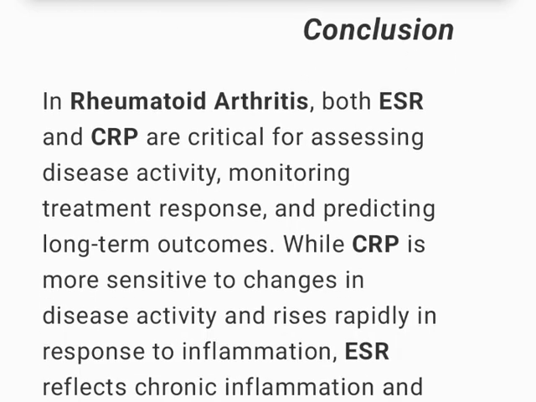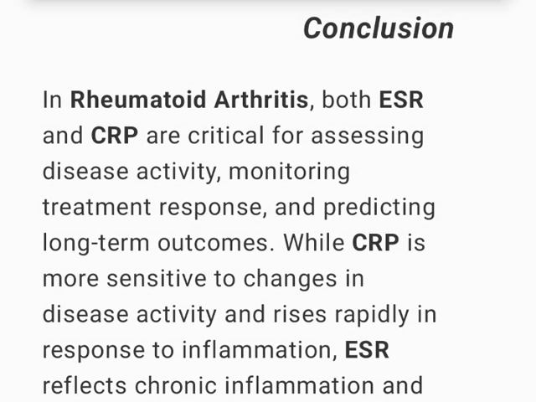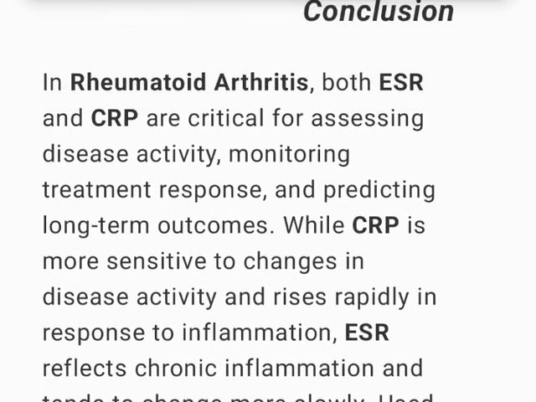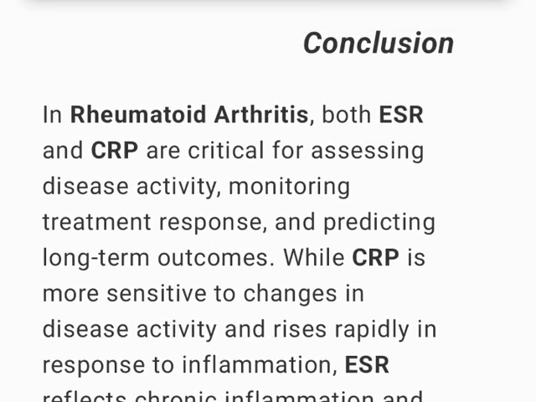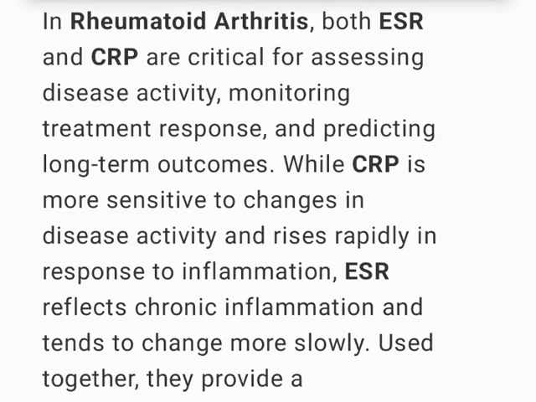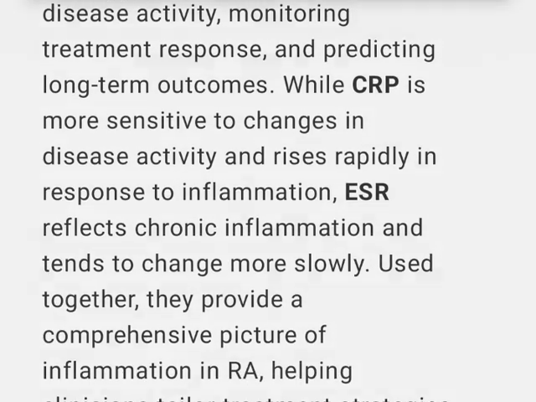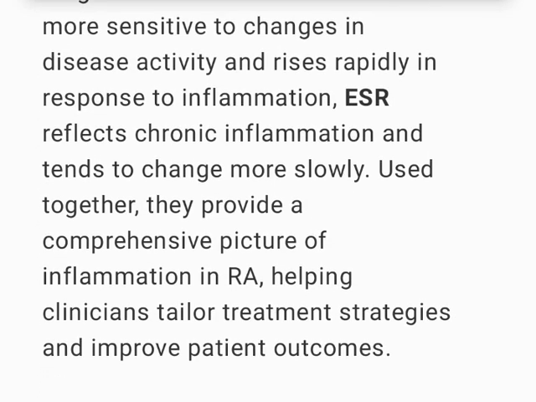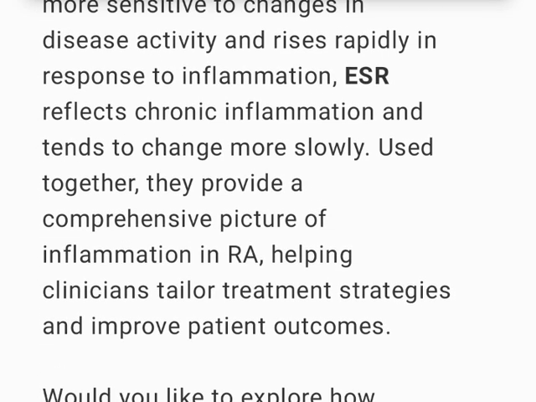Conclusion. In rheumatoid arthritis, both ESR and CRP are critical for assessing disease activity, monitoring treatment response, and predicting long-term outcomes. While CRP is more sensitive to changes in disease activity and rises rapidly in response to inflammation, ESR reflects chronic inflammation and tends to change more slowly. Used together, they provide a comprehensive picture of inflammation in RA, helping clinicians tailor treatment strategies and improve patient outcomes.